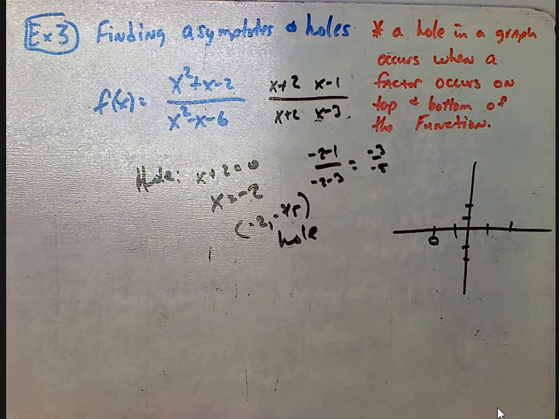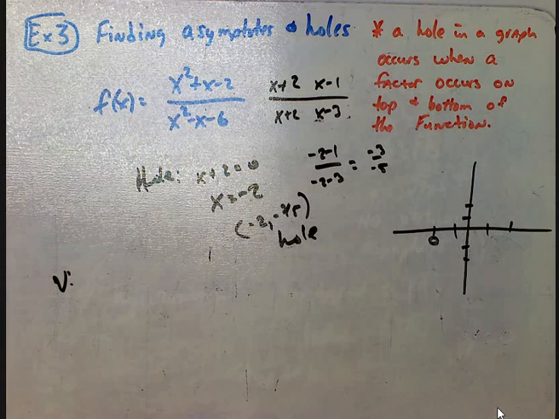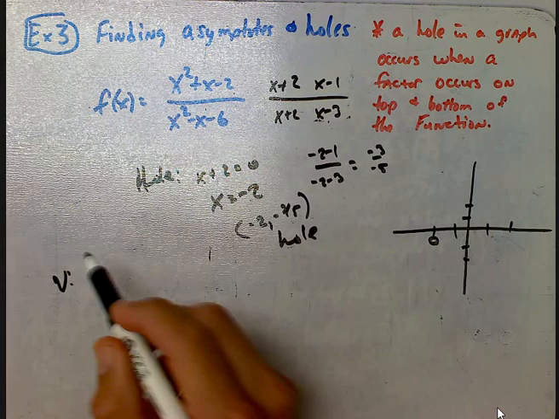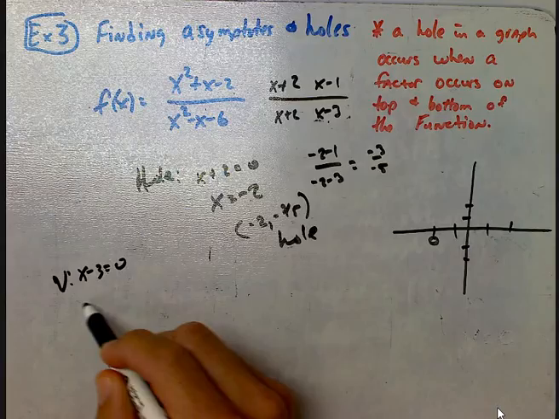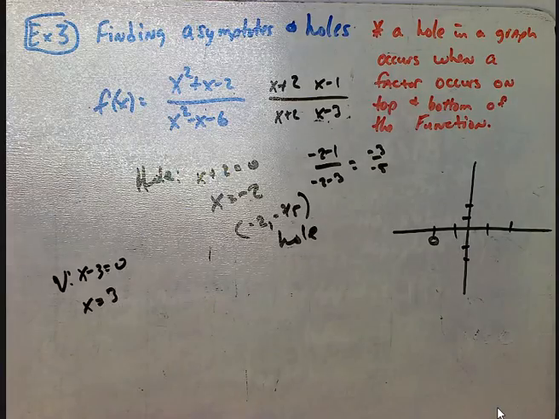Okay? Now to find the vertical asymptote, the vertical asymptote is going to be the x minus 3 equals 0. So x equals 3. So at 3, the vertical asymptote at 3.